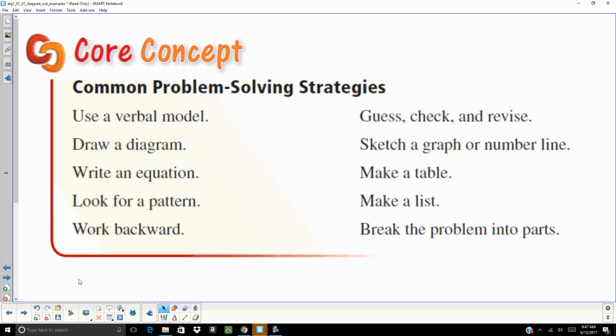All right, when you approach a word problem, there's a couple different ways that you can go about doing them. Sometimes one way is better than another. These are all legitimate ways of doing it. I prefer writing an equation, using a verbal model, drawing a diagram. But depending on how your brain thinks, you might like some other methods. Again, you might want to pause and write some of these down.